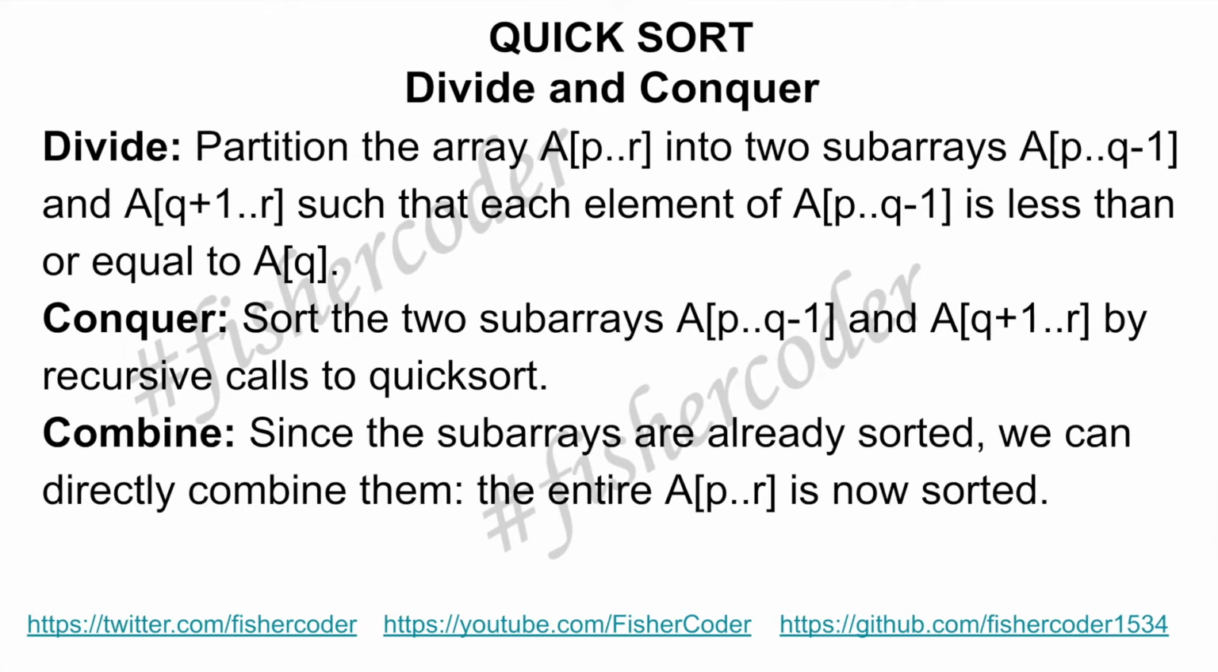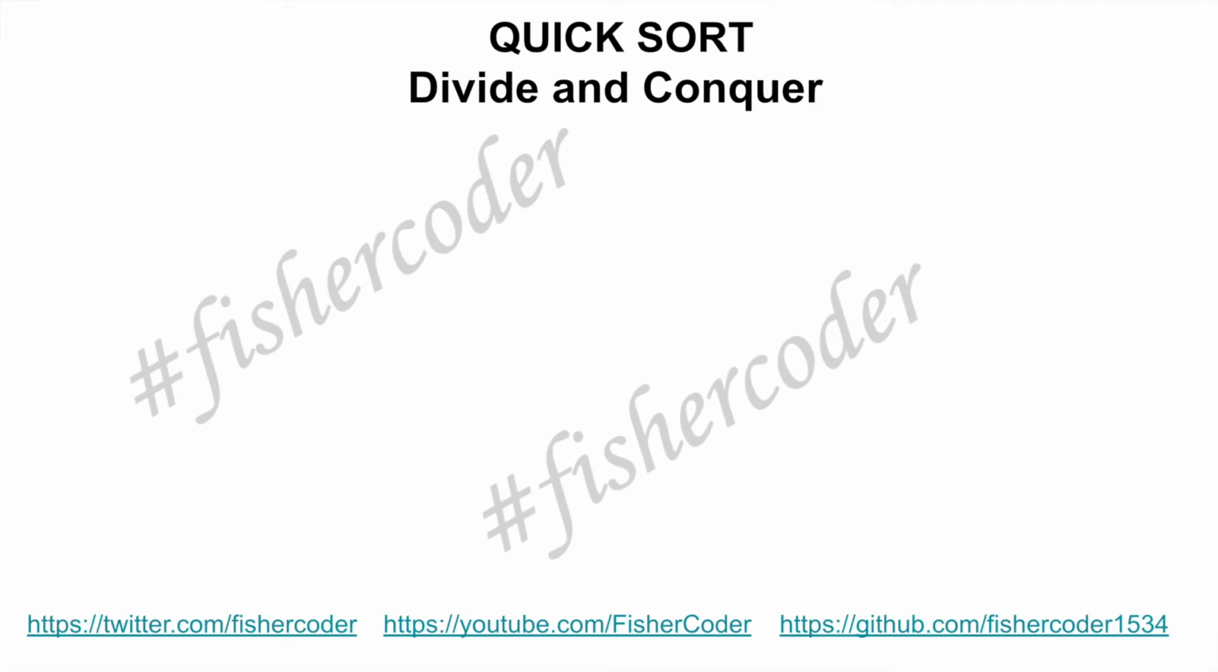Eventually, we will combine, very similar to merge sort, since the subarrays are already sorted. That means we reach a point when things are not divisible anymore. We can directly combine them so that the entire A array from P to R is now sorted. It's a little bit abstract to talk about the theory like this. Now let's take a look at the logic and the pseudocode behind quicksort.